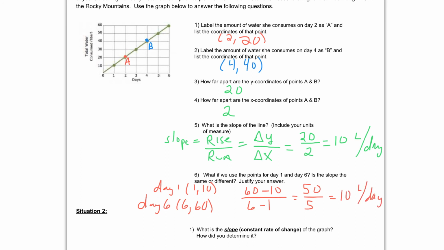So when it says, is the slope the same or different, we could say that the slope is the same because we got 10 for both. And it should be the same no matter what. Since we have a straight line, we have that constant difference or that constant rate of change, which means we have the same slope no matter which 2 points we choose.